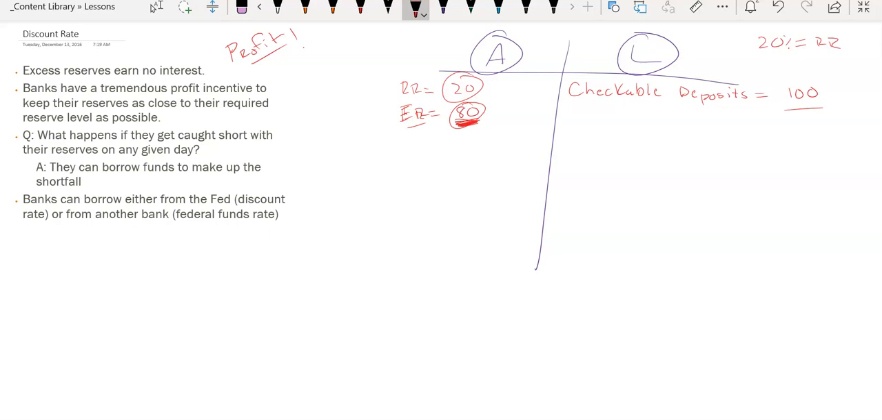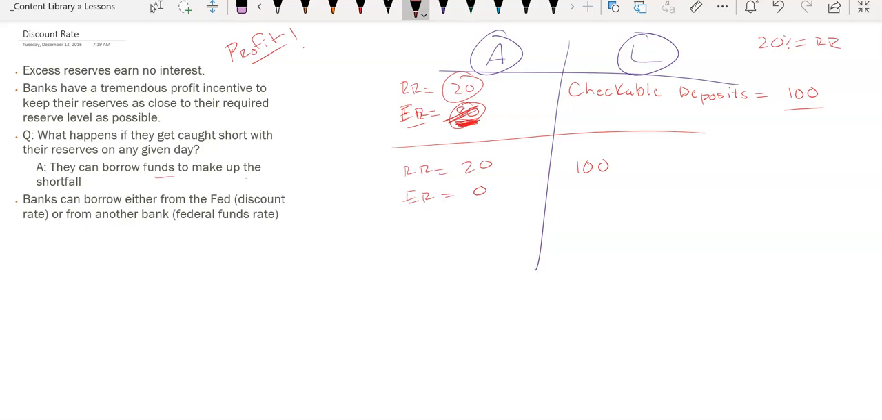Now, if they get caught short though, right? Let's say they lend all this 80 out. So now their balance sheet looks like this. All right, and they still have that 100 over here. And let's say Smallwood walks in and tries to clear her whole account of, let's say, $200, and they are now a little short, what are they going to do? They can borrow money to make up for that shortfall.